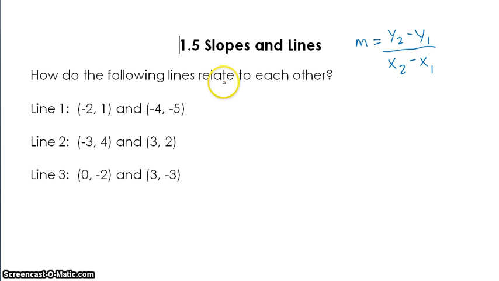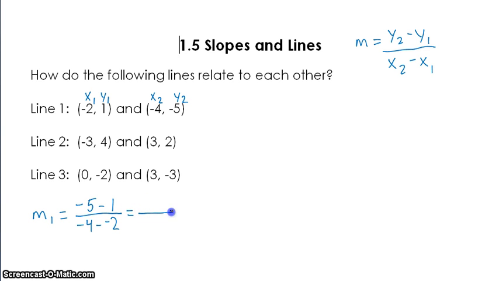To find out how the lines relate to each other, we first need to find the slope of line 1. I'm going to use the symbol m with a subscript 1. This 1 just refers to line 1. I'm going to label my ordered pairs that line 1 goes through x1, y1, x2, y2, and plug those values into the slope formula. y2 minus y1 divided by x2 minus x1.